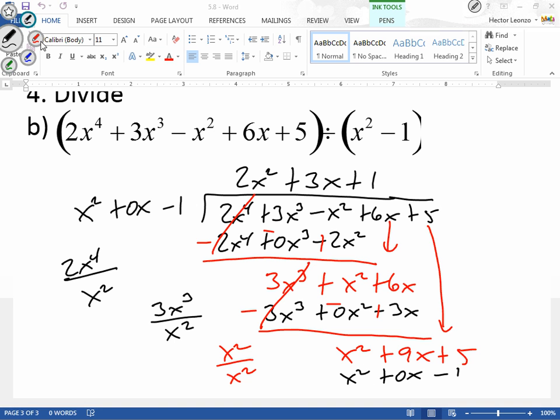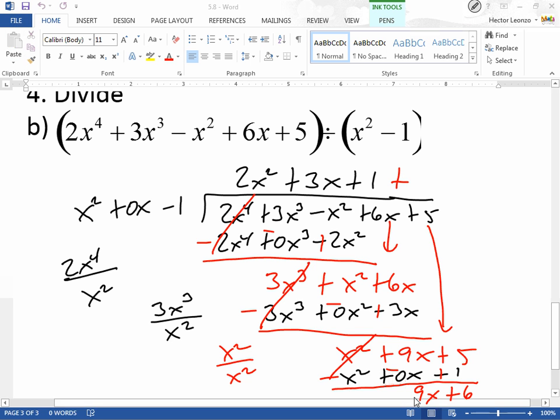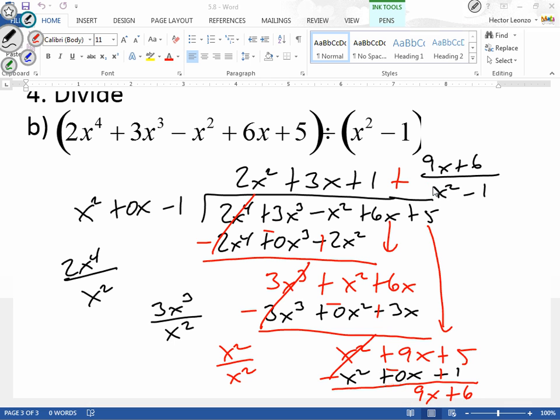Then I'm going to draw the line, change the sign. So this is minus, minus, plus. First term cancels out. I have 9x plus 6. So I do have a remainder. So then I'm going to write plus, because remember it's a positive, 9x plus 6 on top. And at the bottom, I'm going to write x squared minus 1.